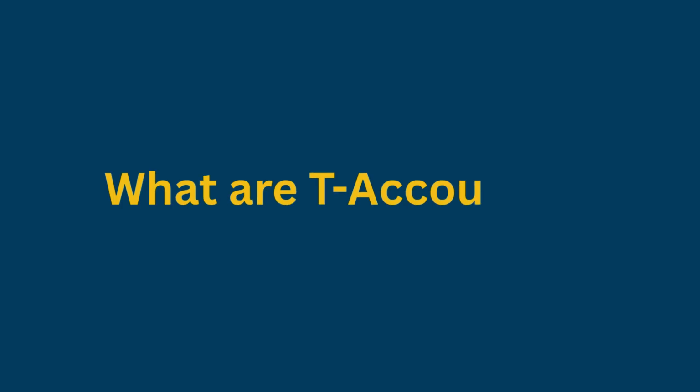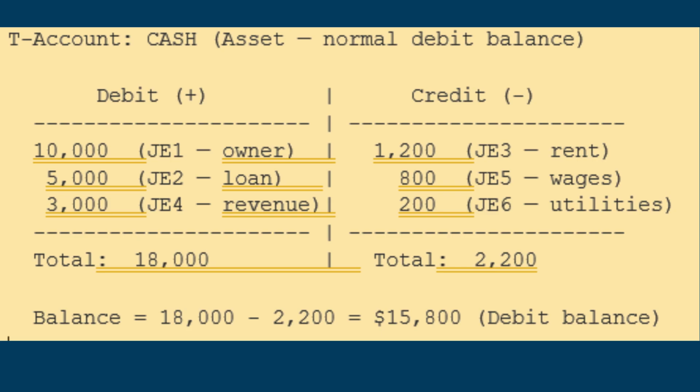What are T accounts? The most common visual tool for tracking account balances is called a T account, named because it literally looks like the letter T. The account name sits at the top. Debits go on the left side. Credits go on the right side. The balance is the difference between the two.